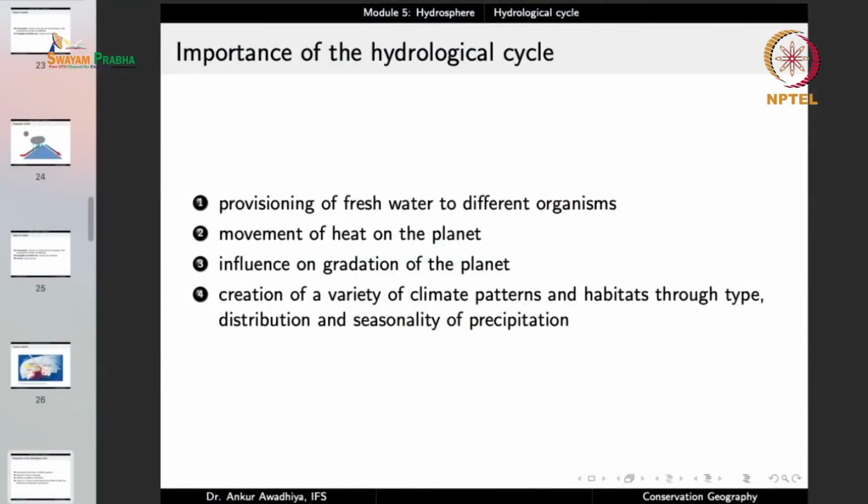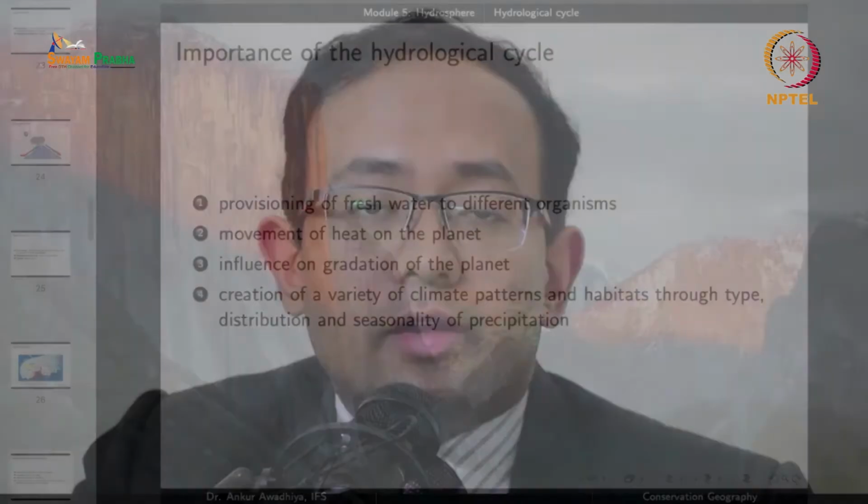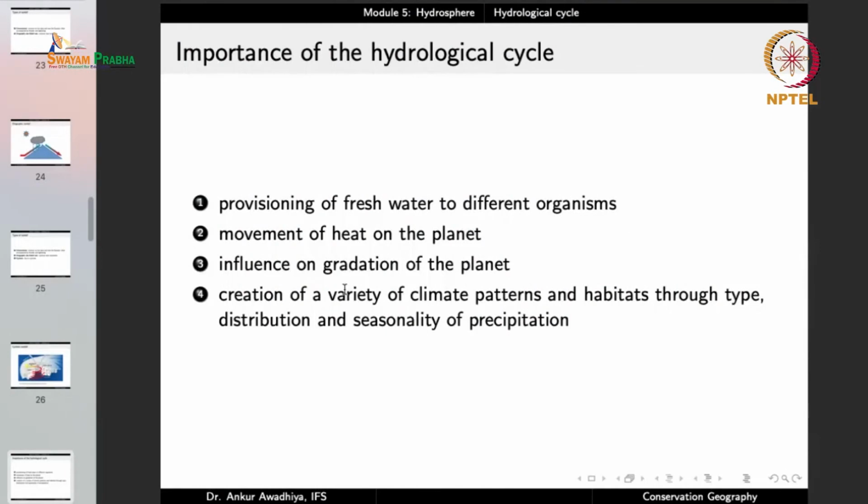So what is the importance of the hydrological cycle? Well, it provides fresh water to different organisms, and fresh water is needed for the survival of different organisms. Now, all the organisms are not living close to the larger sized water bodies. If we did not have the water cycle, then where would they get the water from? Because of the hydrological cycle, the water from the oceans is being moved into the land areas, and so the hydrological cycle in a way sustains all the life on this planet, or most of the life in this planet.